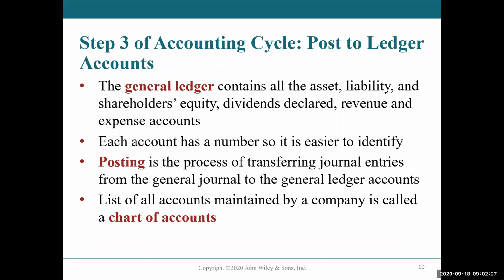Once you have journalized all of your transactions, then we move into step 3, which is posting that information to general ledgers. So the general ledger contains all of your assets, liabilities, and shareholders' equity, dividend declares, revenue, and expenses. Basically, this is where we make T accounts for every account that we come across and bring that information from the journal entries into those T accounts. The process of moving the information is called posting.